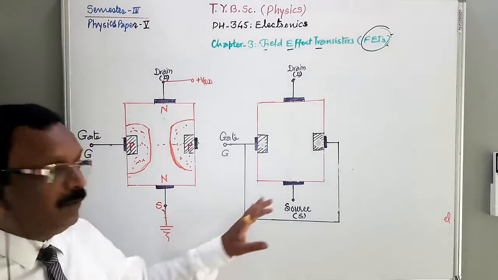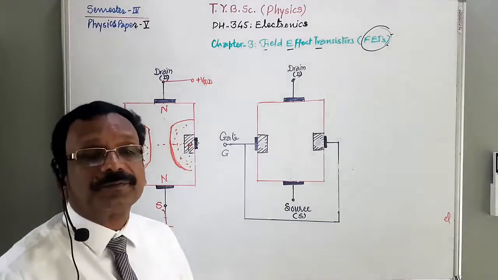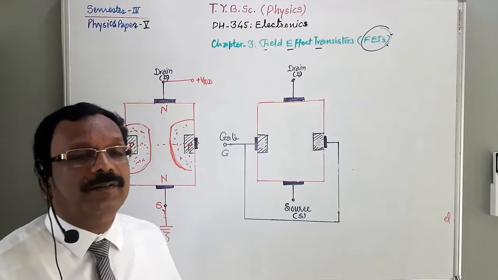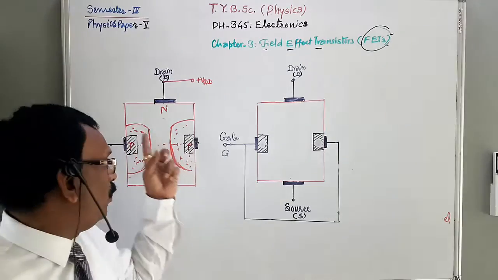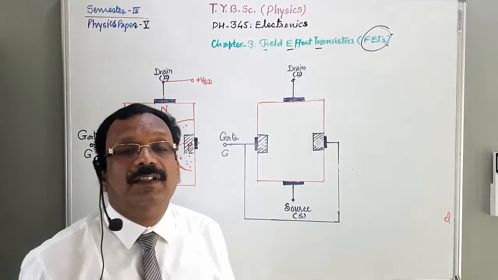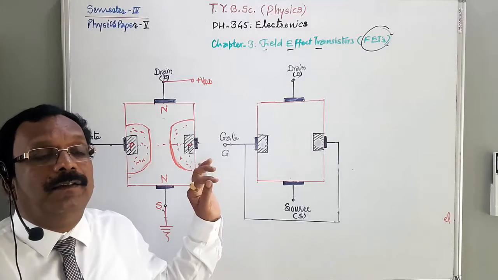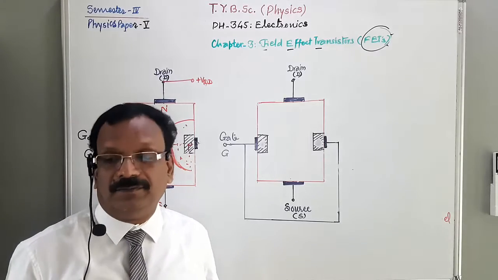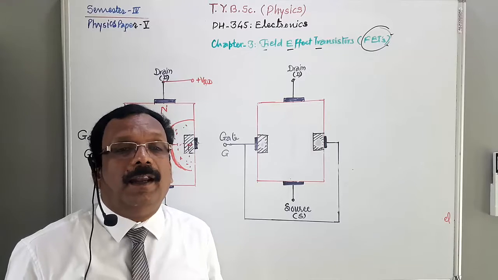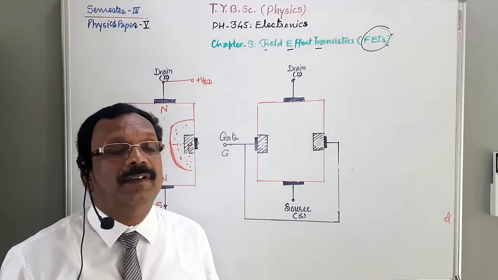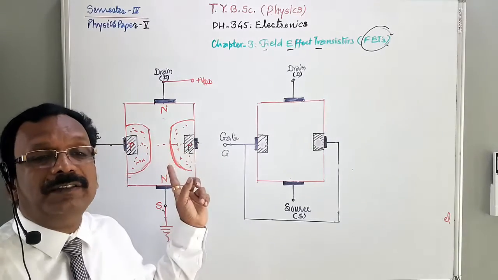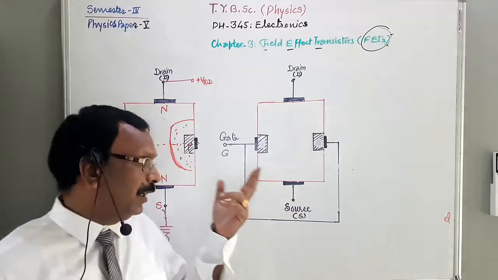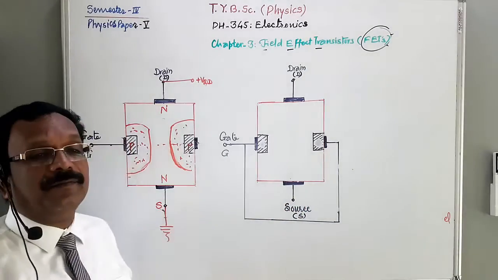Now we are going to consider the second figure. In figure A, when there is no voltage applied between drain and source, what happens then? The depletion region is symmetrical around the junction. And the conductivity of the depletion region is 0, because there are no mobile charge carriers in this region.